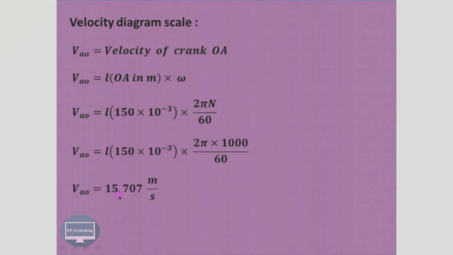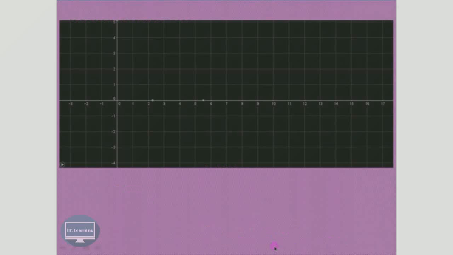And now suppose this particular velocity vector we want to represent on our sketchbook by 5 centimeter. Then our velocity diagram scale will be 1 centimeter is equal to 15.707 divided by 5. The meaning of this is that on your sketchbook you are going to represent this vector by 5 centimeter. You can choose any value over here, say 6, 7, etc. Correspondingly, you will have this particular scale. So now, on your sketchbook, 1 centimeter is representing 3.141 meter per second. So, this is our velocity diagram scale.